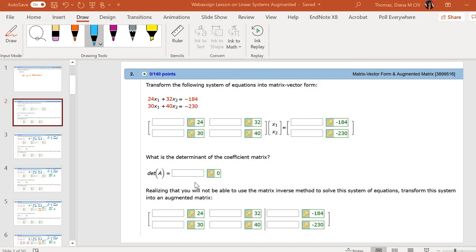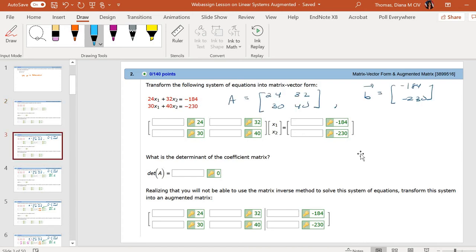All right, next one. Transform the following system of equations into matrix vector form. So this is my matrix, and this is my B. This is my coefficient matrix, and this is my B. I usually ask you to do that. It's a good habit to always extract the coefficient matrix and the B separately.